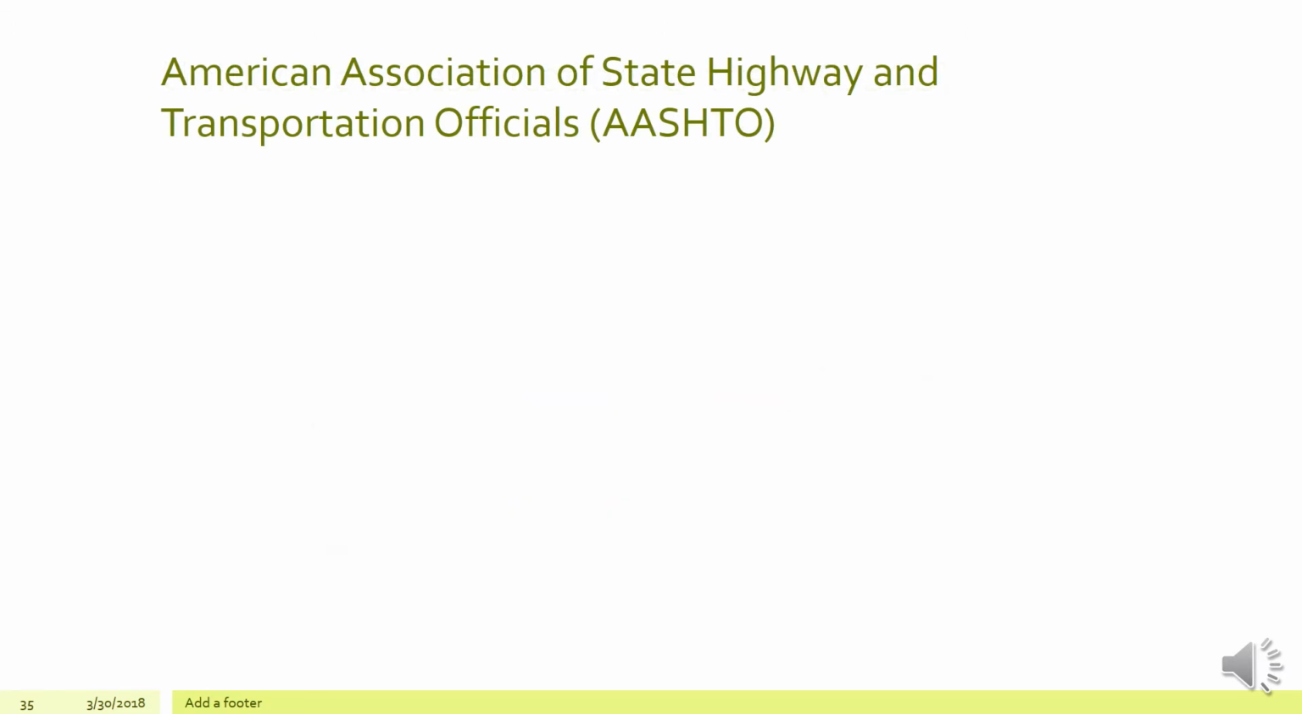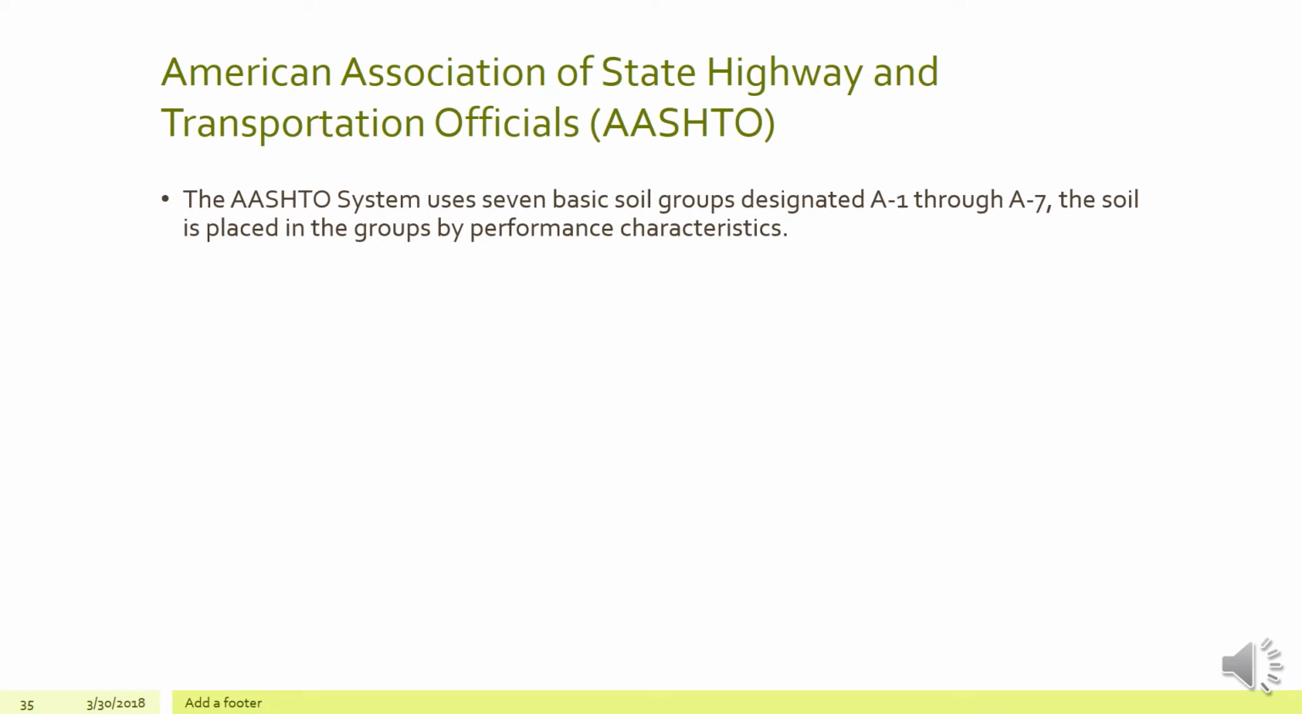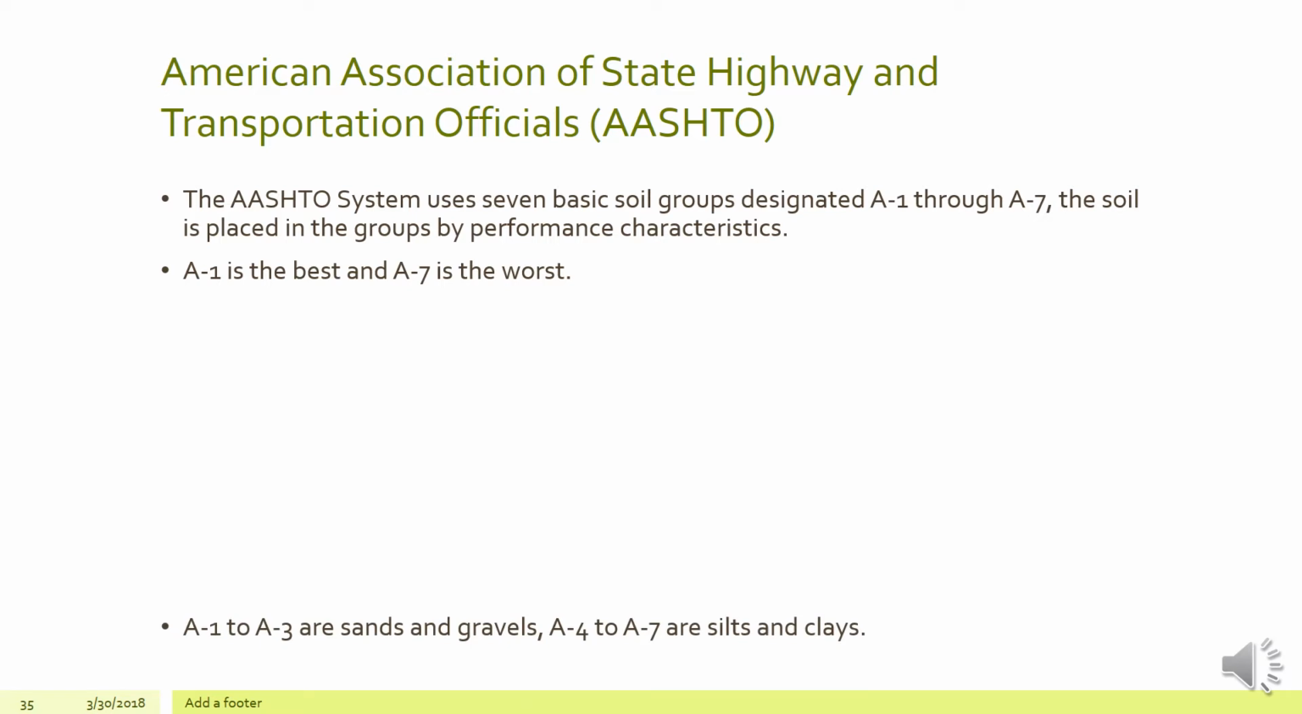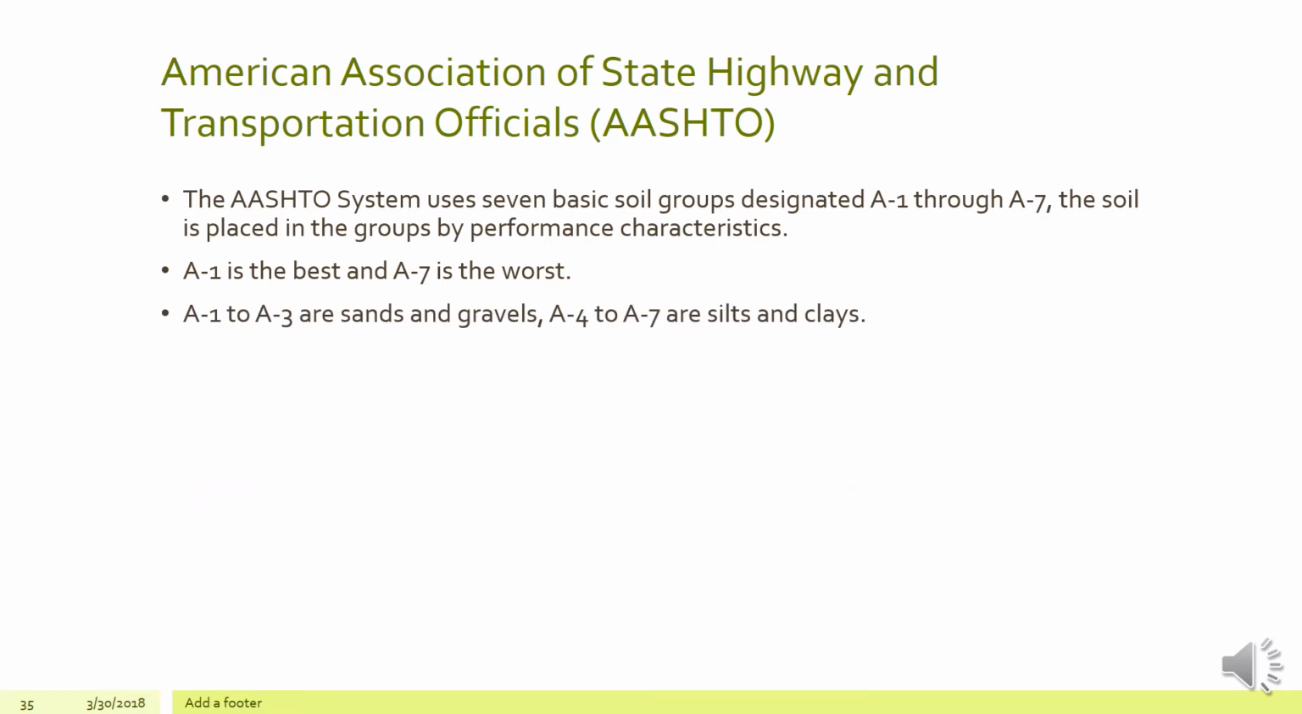Let's move along here and look at the American Association of State Highway and Transportation Officials classification methods. This is also known as AASHTO. AASHTO uses 7 basic soil groups designated A1 through A7. The soil is placed into groups by performance characteristics. A1, of course, is the best. A7 is the worst. A1 to A3 are sands and gravels. A4 to A7 are silts and clays. Of course, there is an A8 designation, which is reserved for unusable peat, organic materials.